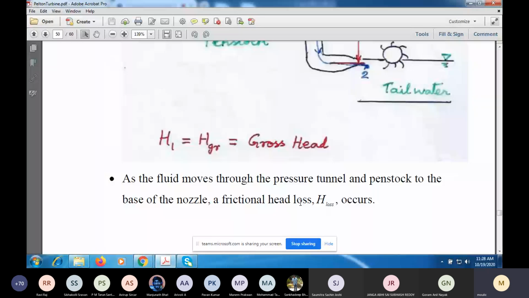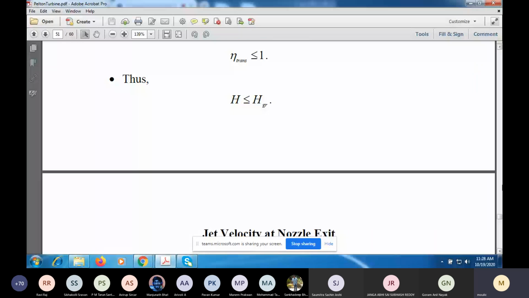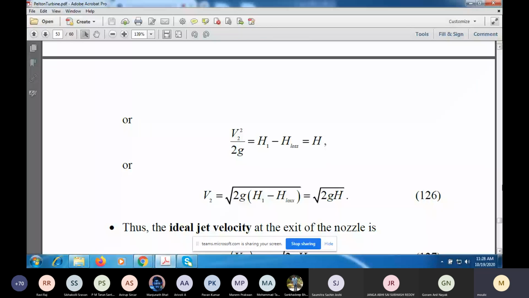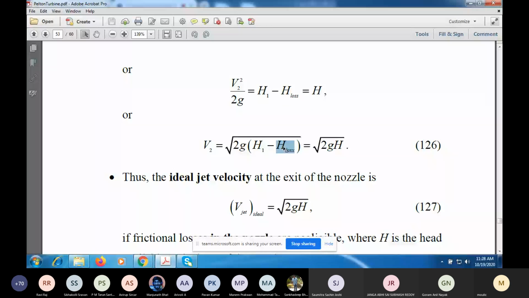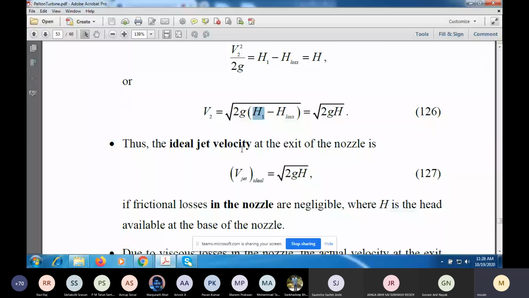So assuming that the flow inside the nozzle is inviscid, you have a simple estimate here. V2 is square root of 2gh. Okay. And if you assume that the flow inside the pipeline is inviscid, then it is simply 2G times H1. But there will be some head loss, so H will be slightly less than H1, which is the level difference. So the ideal jet velocity at the exit of the nozzle, I call it Vjet here. Sometimes I'm calling it Vj also for brevity.